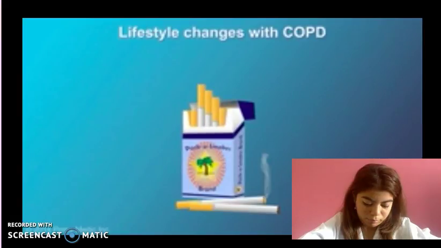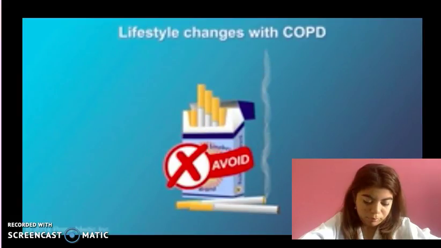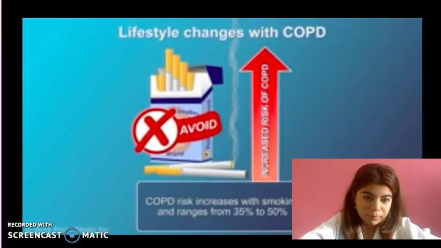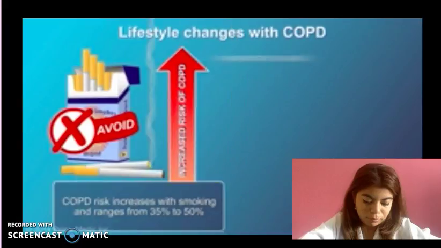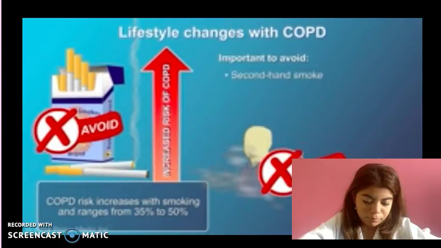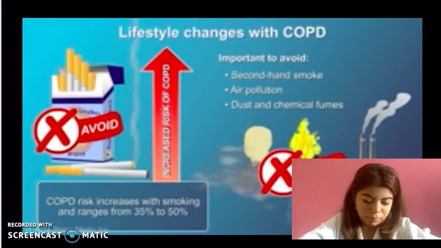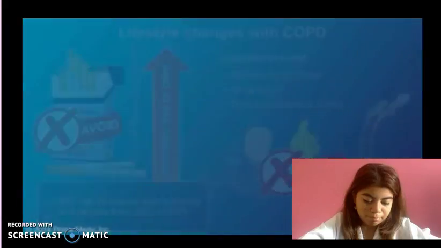Lifestyle changes are important. Quitting smoking is vitally important, and your doctor and support groups can help you quit. COPD risk increases with smoking and ranges from 35% to as high as 50%. Avoiding secondhand smoke and other lung irritants such as air pollution, dust, and chemical fumes is also very important. Getting regular exercise may also greatly benefit persons with COPD.